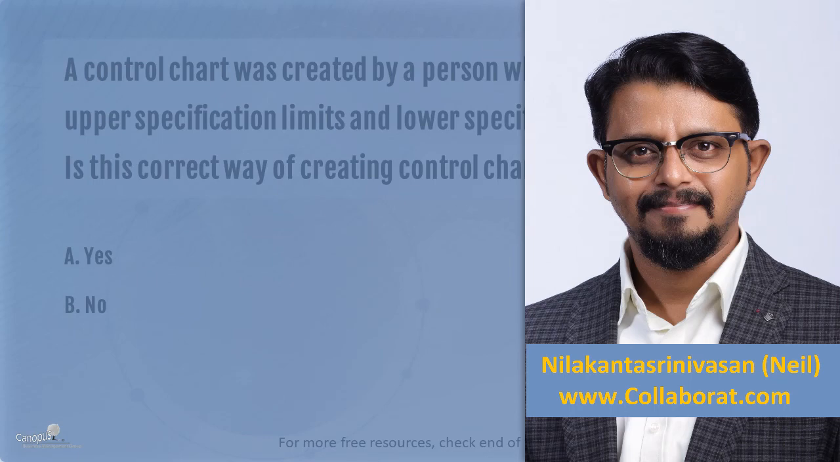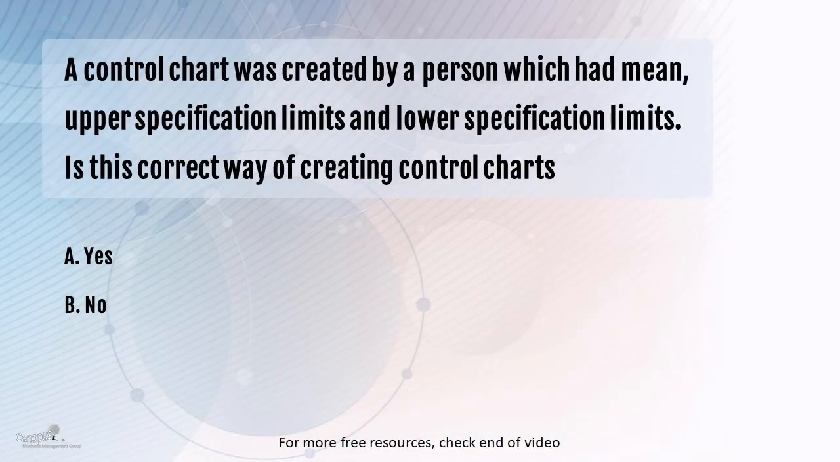Here's another question that relates to statistical process control, or in other words, SPC. The question goes like this. A control chart was created by a person which has mean, upper specification limits and lower specification limits. Is this the correct way of creating control charts? The options that we have are straightforward, yes or no.